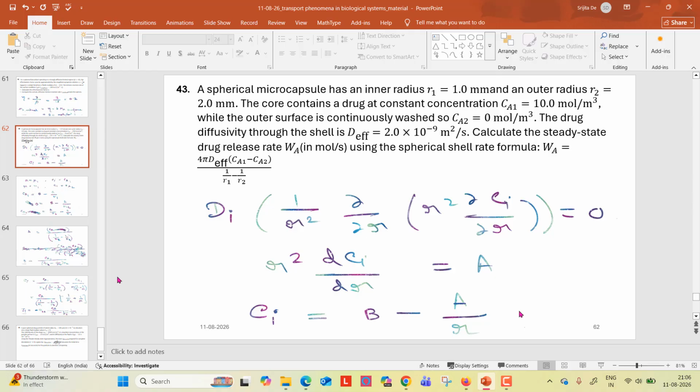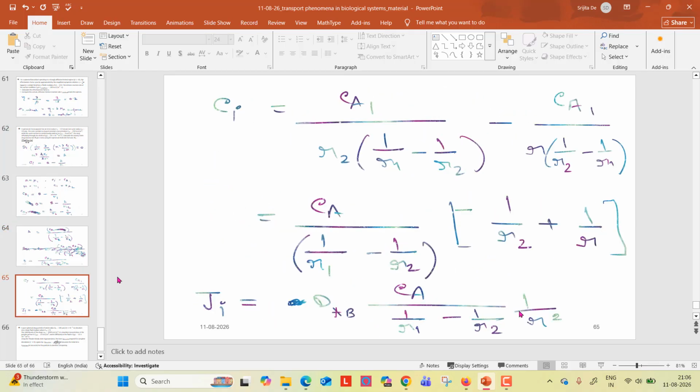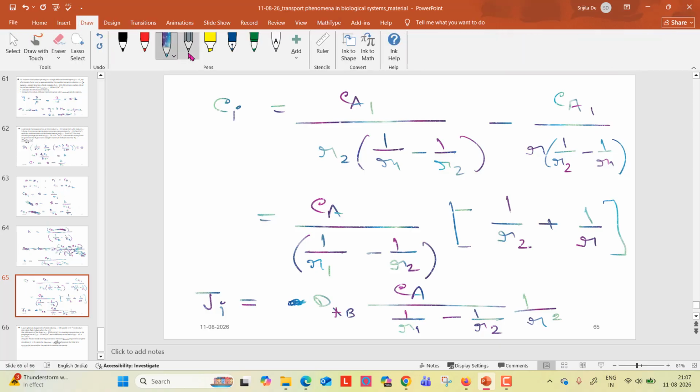At R2, because the actual expression of JA is this. I have written the final version, so JA equals minus DAB dCA/dr at r equals R2. So it will be R2 square.